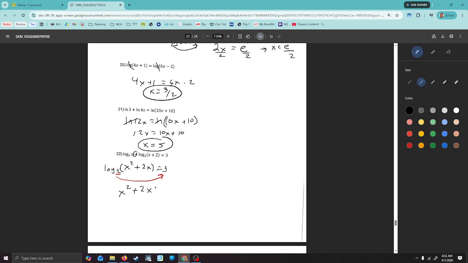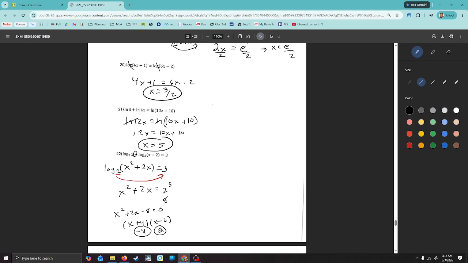So x squared plus 2x equals 2 to the third power, which is actually 8. So it's going to be x squared plus 2x minus 8 equals 0. What multiplies to negative 8 and adds to 2? x plus 4, x minus 2. Now, each answer: negative 4 and positive 2.